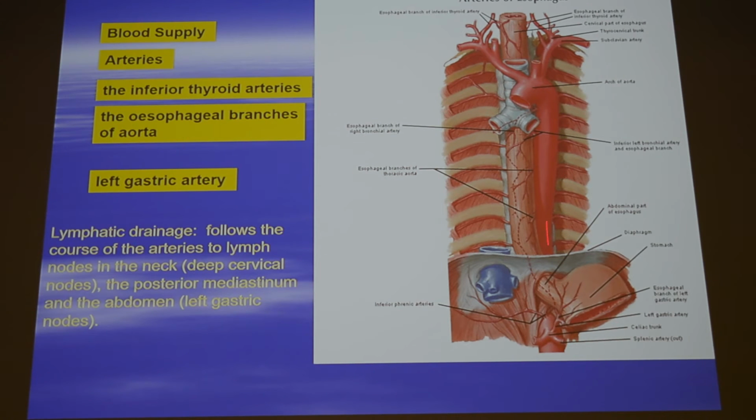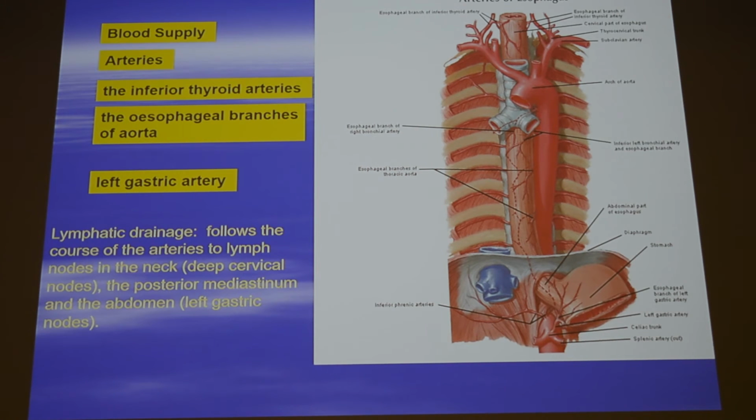The other source is actually coming from the thoracic aorta itself. It's going to give us 2 or 3 esophageal arteries. And the third source, for the abdominal part, is the left gastric artery. So I guess you're going to have to memorize them for now, but later it will be easier when you study the cardiovascular block to know where they are coming from.